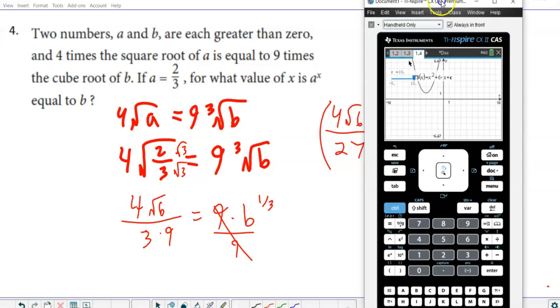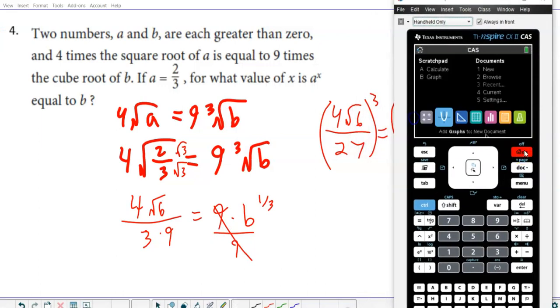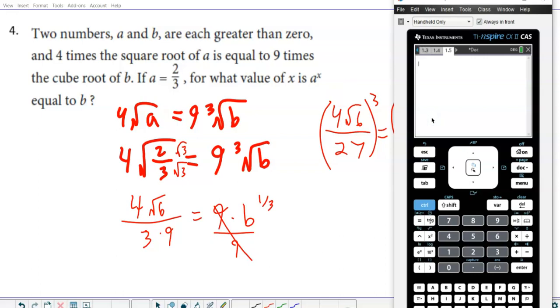Okay, let's go on. I'm going to the calculator page. 4 square root of 6 over 27, all to the 3rd power. Wow, so we get that, right? It's not very nice for sure. So we want that to be equal to a to the x, or 2/3 to the x, so we now have that whole monstrosity there.